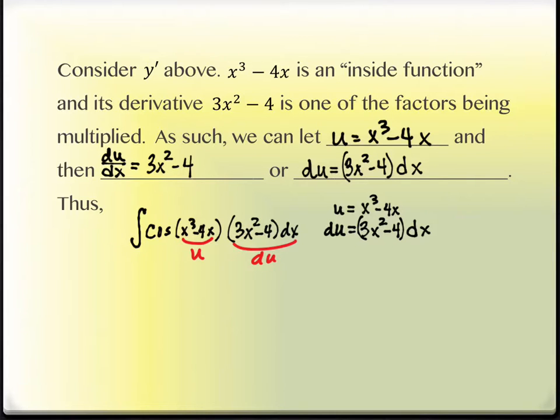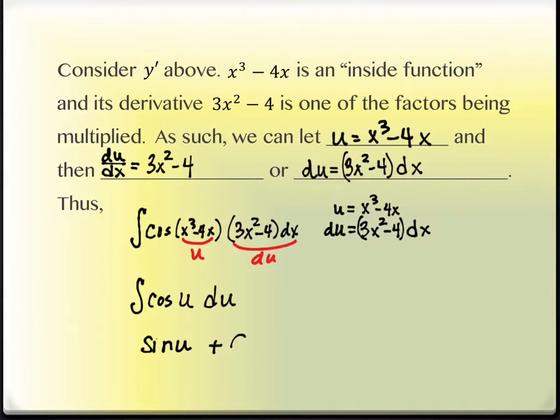And then what we do is we actually replace the pieces that are here. Cosine doesn't have anything to do with the substitution, but the x cubed minus 4x is now the u that I've identified. And everything, the 3x squared minus 4 dx, is the du that I've identified. And the reason that this is nice is because it takes something back to a very simple antiderivative to find. So what is the antiderivative of cosine of u? Sine u.